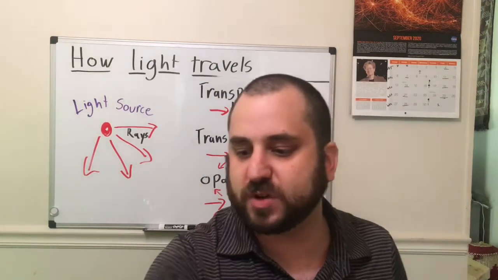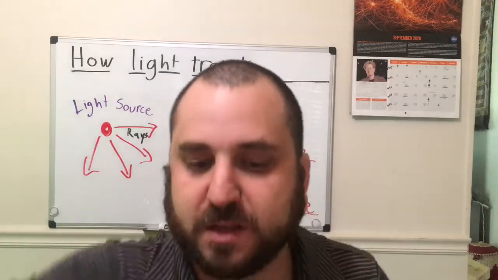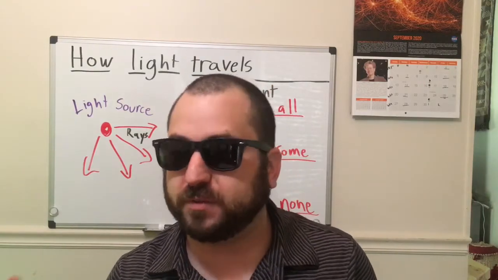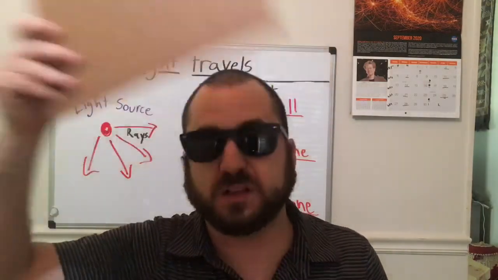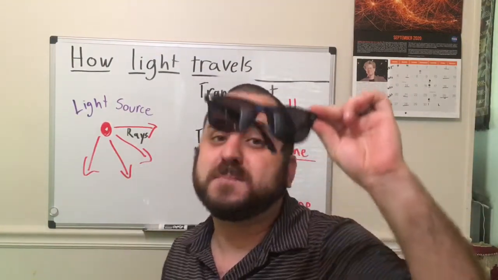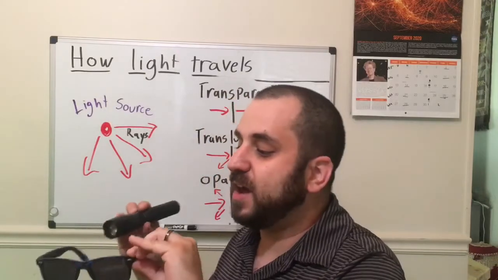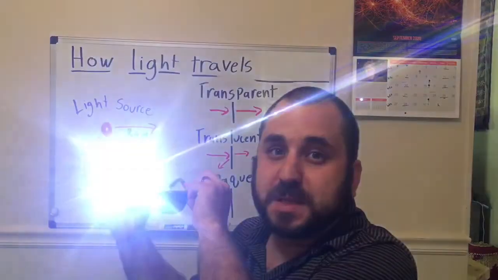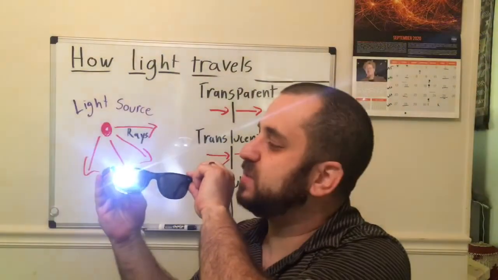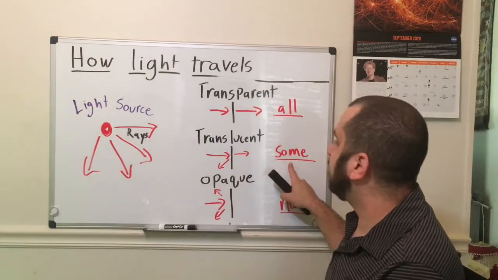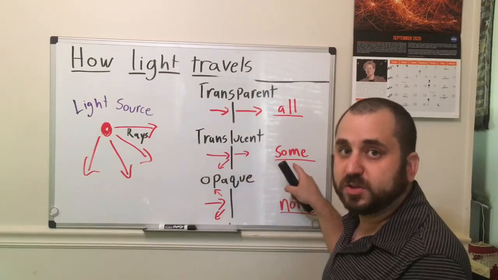So another thing that's translucent that I use all the time is my sunglasses. Sunglasses will block some of the light, but not all of it, right? I'm not walking around with sunglasses that block out everything, because that would be silly. But I do have my dark glasses, and these are going to block out a lot of the light. Light still comes through, so I can still see, but it's going to block out a lot of that light. So only some light can come through things that are translucent.